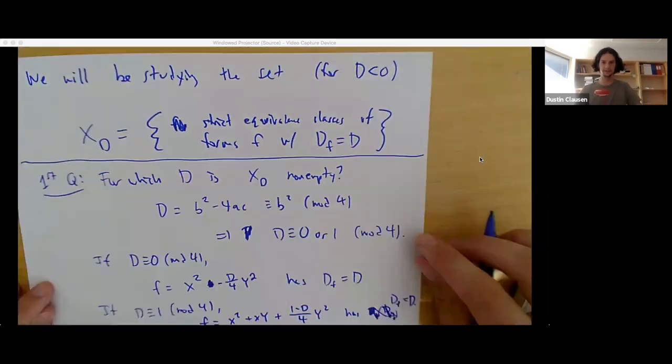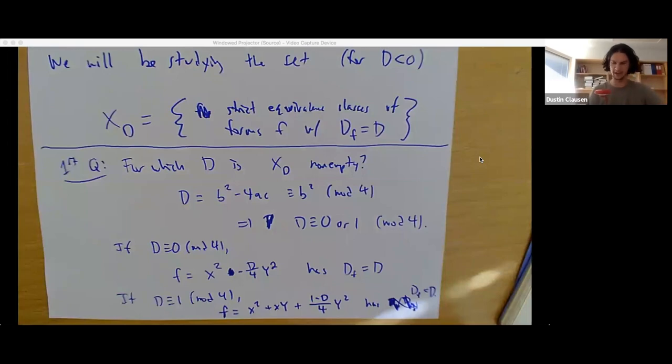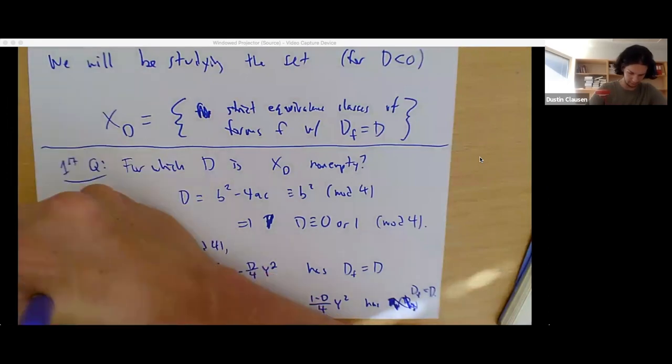So the answer to this first question of when the set is empty is: the set is non-empty if and only if D is congruent to 0, 1 mod 4. And these sort of obvious forms you write down actually do play a special role in this story. So these specific forms are called the principal form of discriminant D.